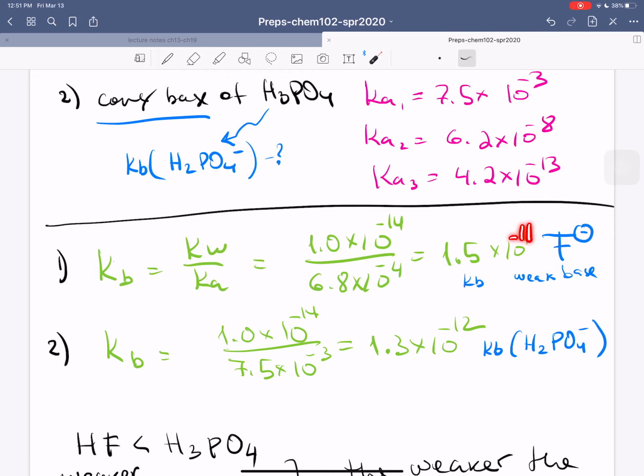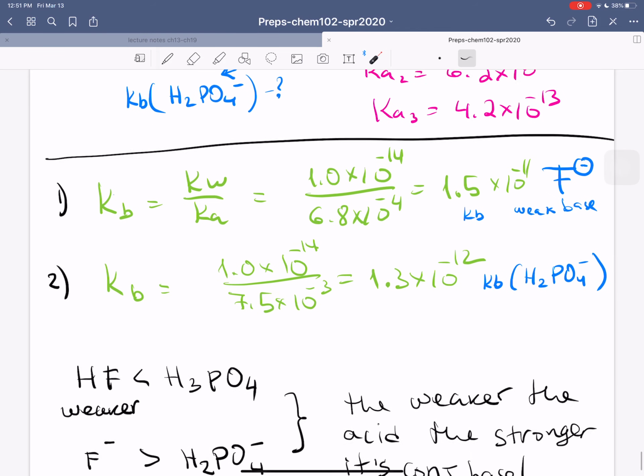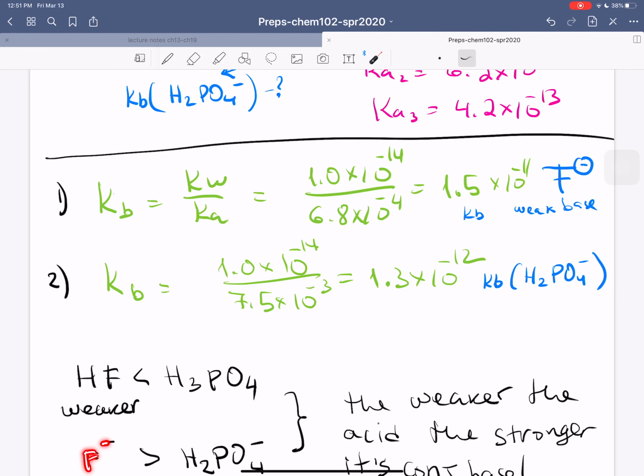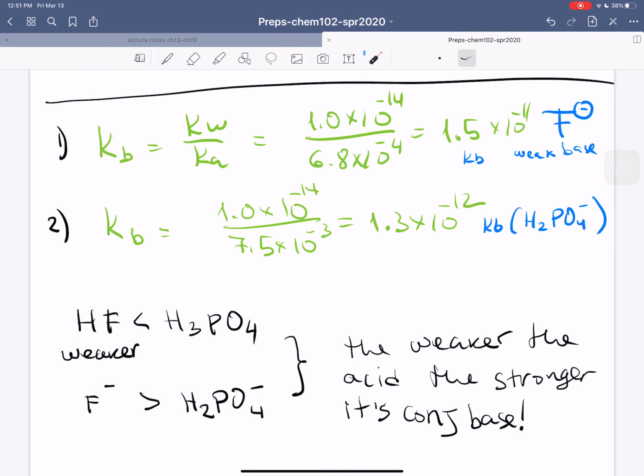Why? Because negative 11 actually is bigger than negative 12. So let's write it down. So the F minus, which is the conjugate base of this acid, is a stronger base than this base right here. And it clearly brings us to the idea of what we discussed in the beginning of chapter 16, in the beginning of the acids and bases, where I gave you relative strengths of the acids and bases.